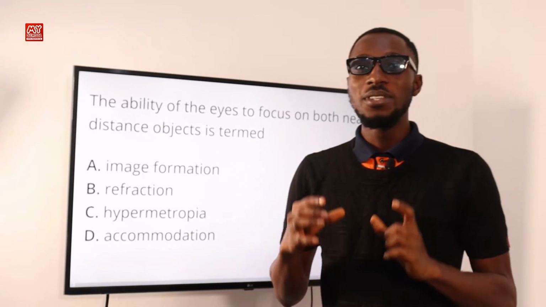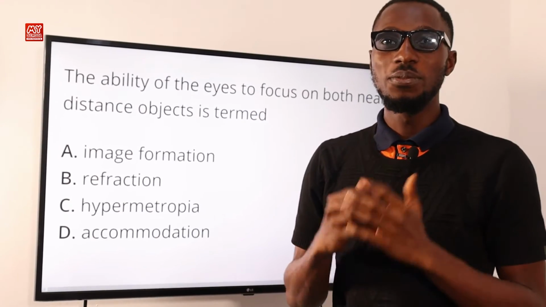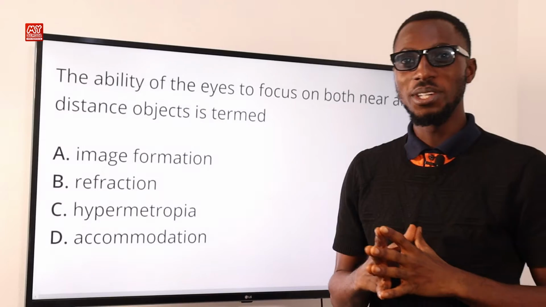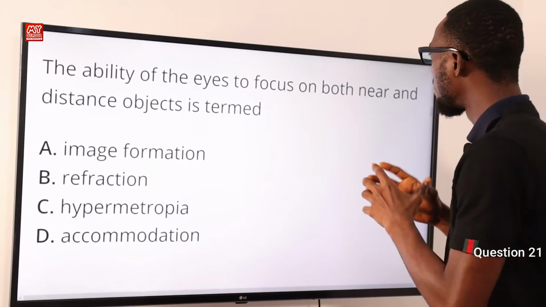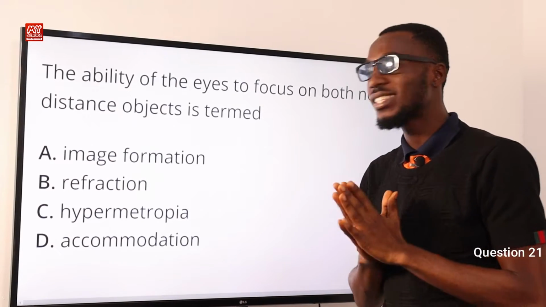Welcome back to my school channel, and in this particular clip we'll be solving questions 21 to 40. So join me as we tackle question 21. The ability of the eyes to focus on both near and distant objects is termed what?